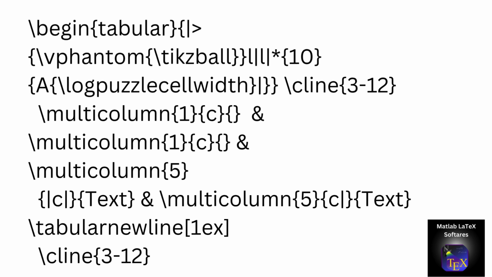The multicolumn commands merge columns for the header labels. Here two empty cells are placed in the first two columns, while the next five columns are merged under the heading text and the following five columns under another text, creating two grouped header sections. The optional argument of 1ex at the end of the tabular new line adds a little extra vertical space before the next row begins, improving readability and spacing in the header area.